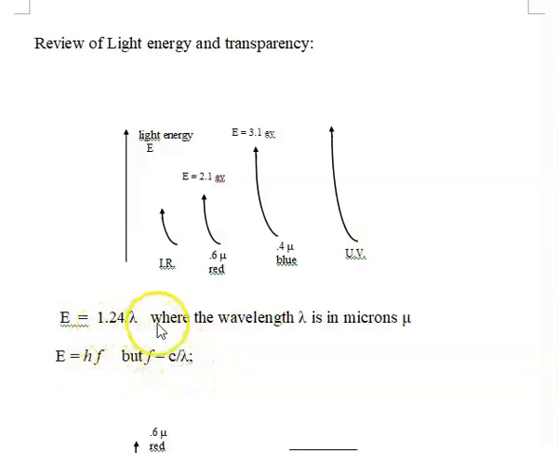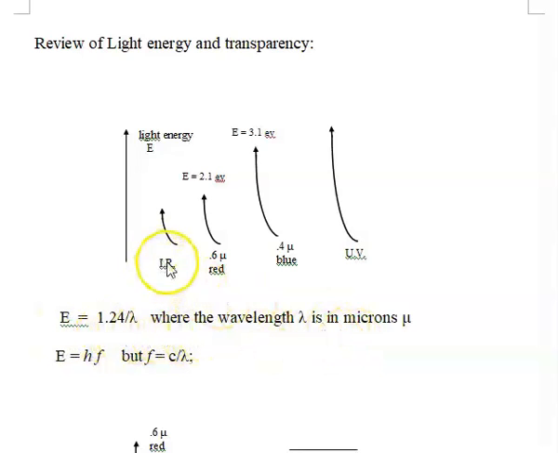And last time we developed this relatively simple formula. The energy of a photon is equal to 1.24, just a constant, which comes from the multiplication of Planck's constant and the velocity of light, divided by the wavelength. The energy is in electron volts, the wavelength is in microns.